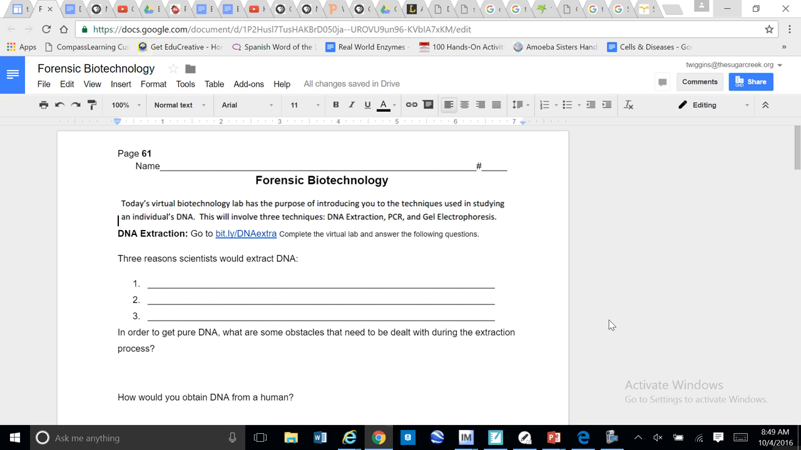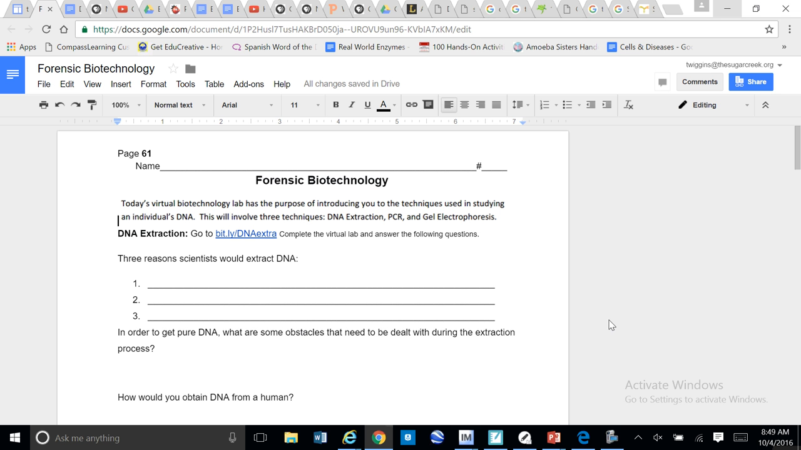All right, so you went through your DNA extraction to, what did we go to the second thing again? What is it called? Polymerase chain reaction. Then we went to? Electrophoresis. Okay, so with that being said, let's go back to this portion right here.